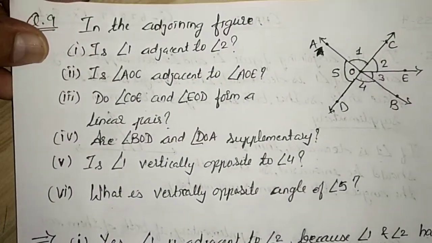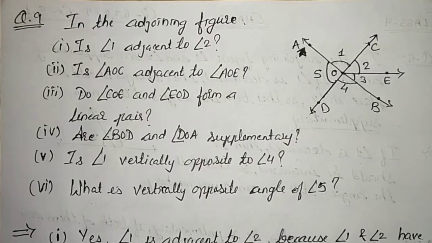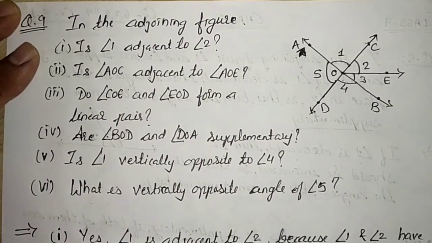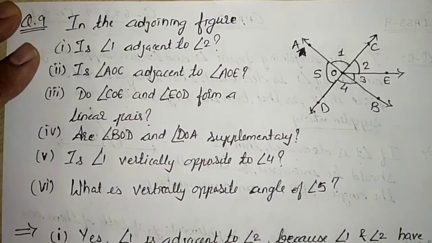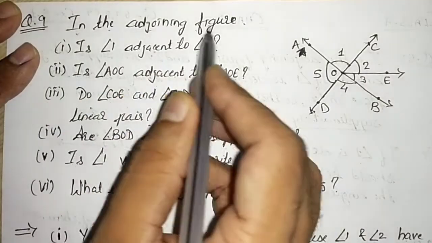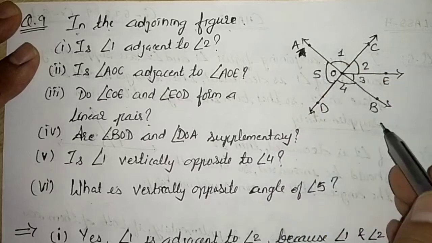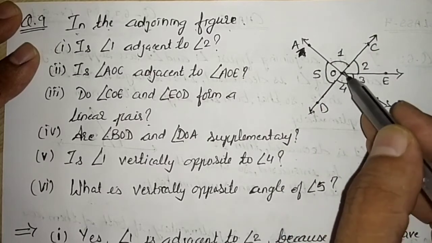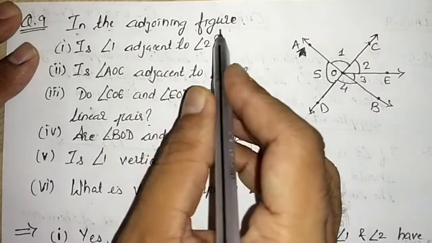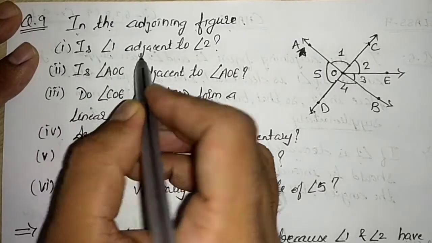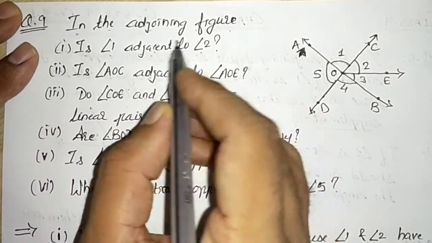So pay attention properly. Question number 9, this is a theory type question. Pay attention properly. I will explain to you, then only you will write the answer which I have given. In the adjoining figure, A, B, C, D are intersected and one line is there, OE. Question is, in the adjoining figure, is angle 1 adjacent to angle 2?